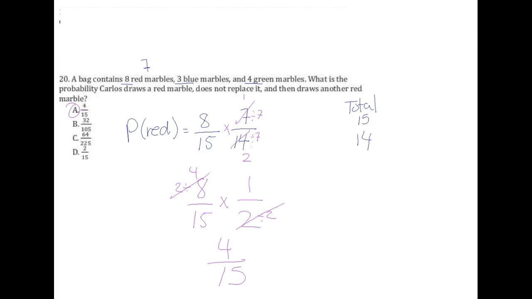So, to find the total probability, you take your first probability, which is 8 red marbles out of 15, times the second probability, which is 7 marbles out of 14, because when we took the red one out, everything went down by 1. You multiply them, and that should give you the final probability of both actions happening together.